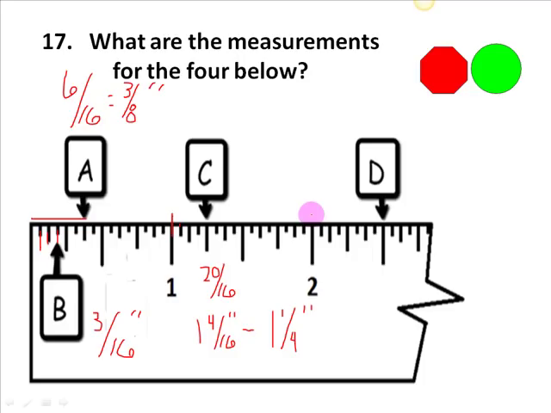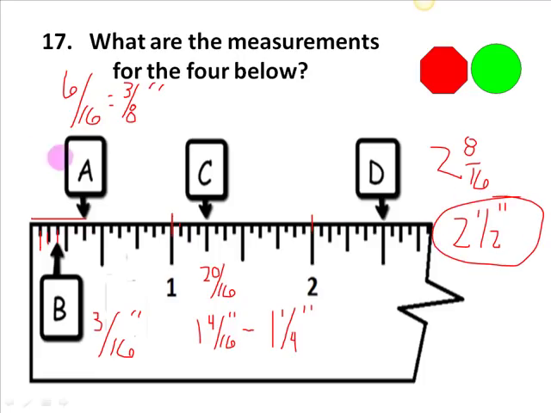Now, here we have D. We are at 2, and we have 1 sixteenths, 2 sixteenths, 3 sixteenths, 4 sixteenths, 5 sixteenths, 6 sixteenths, 7 sixteenths, 8 sixteenths. We are at 2 and 8 sixteenths. 2 and 8 sixteenths simplifies to 2 and 1/2, and we're dealing in inches. So if you got those right, you know how to read a ruler.